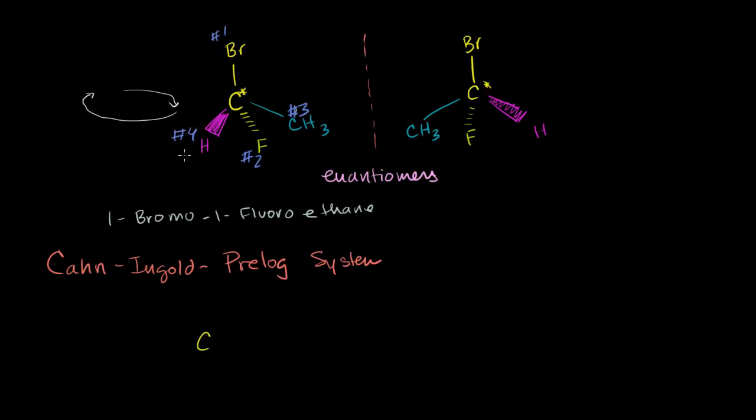And now, since we've rotated it like this, we've rotated it roughly about one third around the circle, so it's about 120 degrees. Now this hydrogen is where the fluorine was. So that's where the hydrogen is. The fluorine is now where this methyl group is.